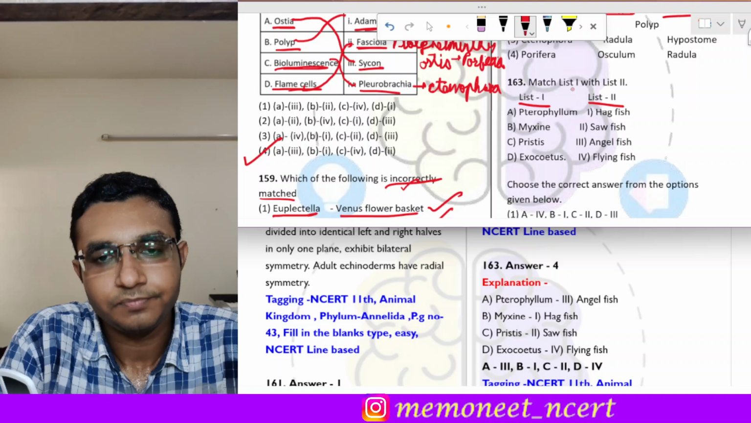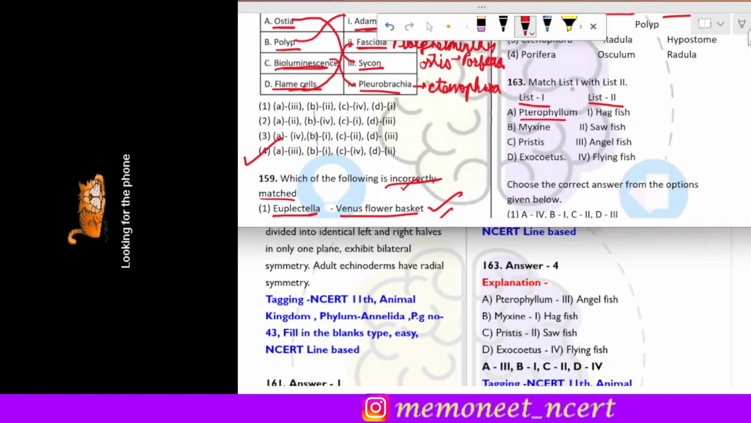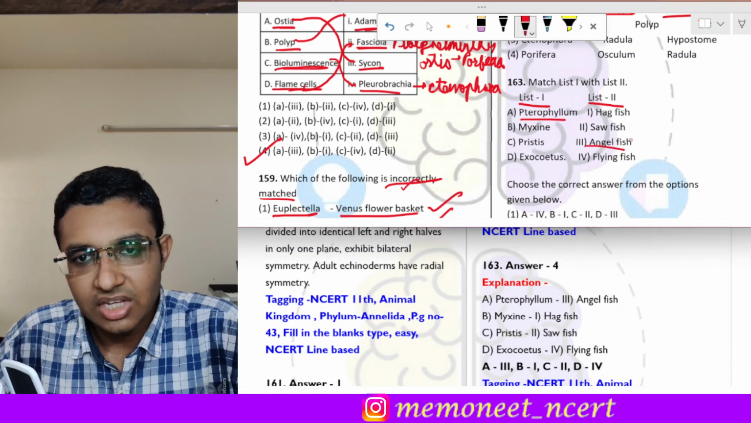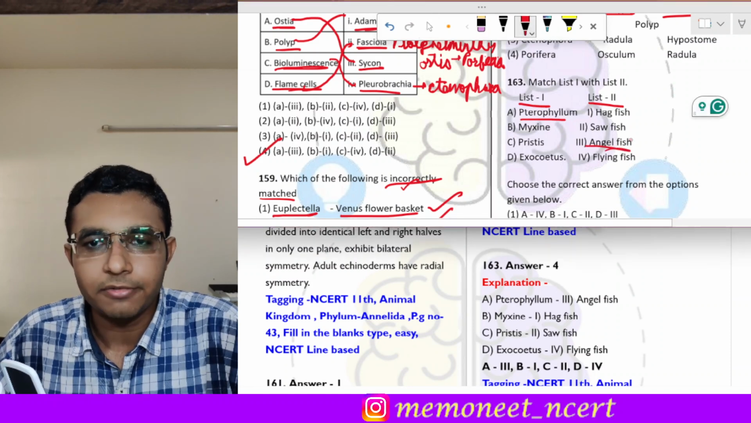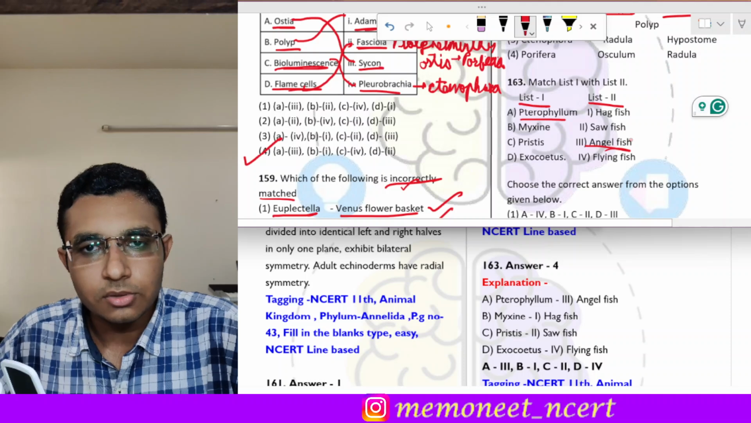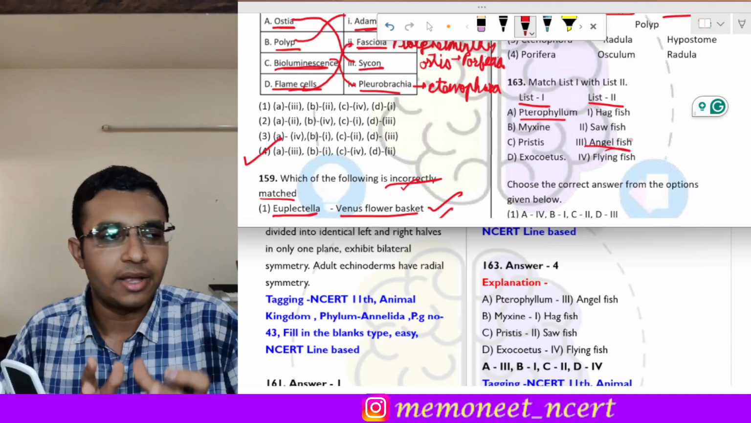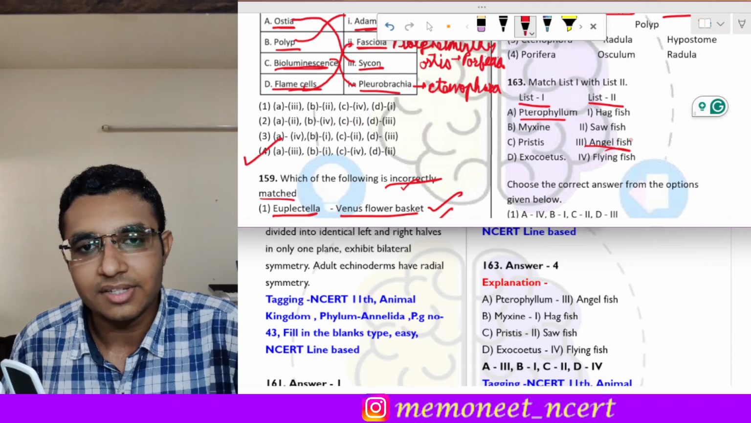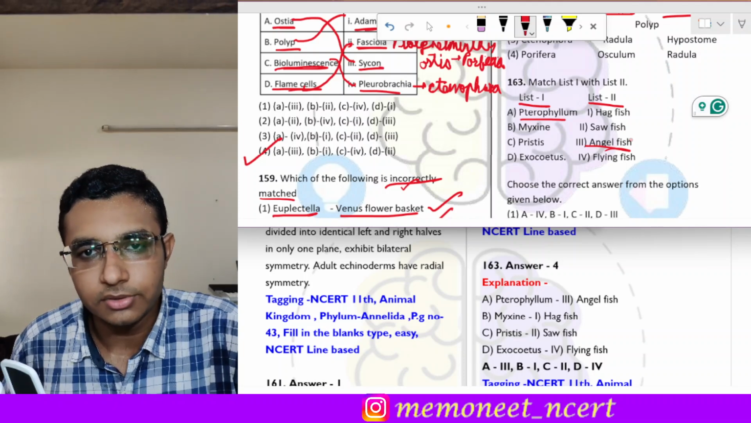Okay, so the first option A is Pterophyllum. Now Pterophyllum is also called angelfish. So the other name of Pterophyllum is angelfish. So you need to remember these names, because at the end of the day you need to remember. So Pterophyllum is also called angelfish, so A goes with 3.